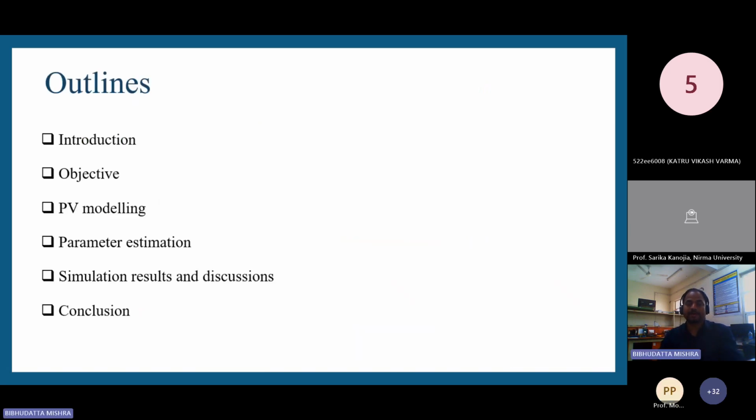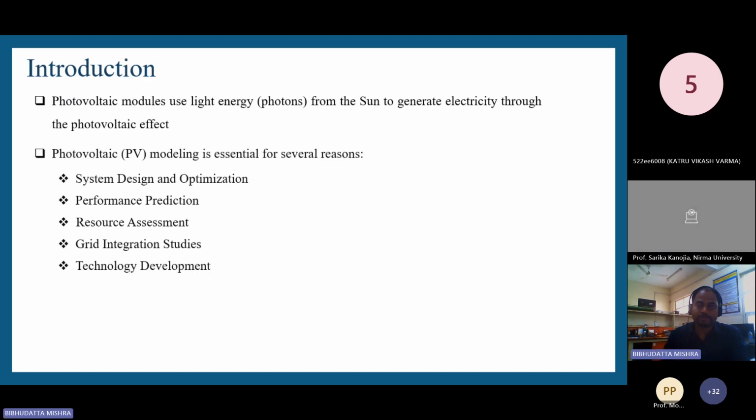So these are the outlines I will cover one by one while taking the session, starting from the introduction and the objective of this session, PV modeling, parameter estimation, simulation result and discussion, and the conclusion part. So coming to the introduction part, let me clarify. I will cover first of all the modeling of the PV panel. Then the second portion includes the estimation of the parameters, while we will take the model directly from the Simulink library.